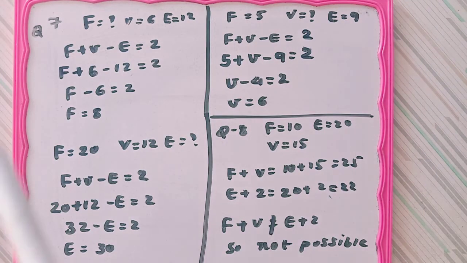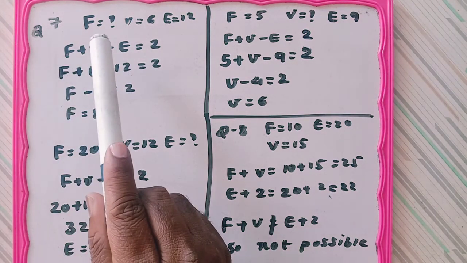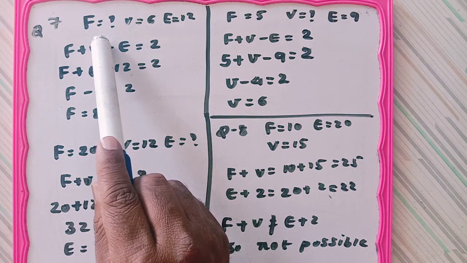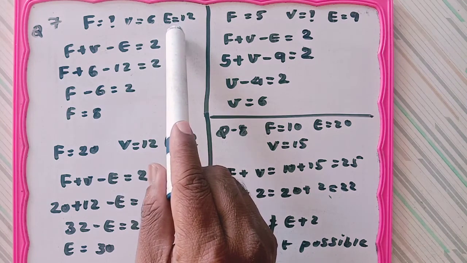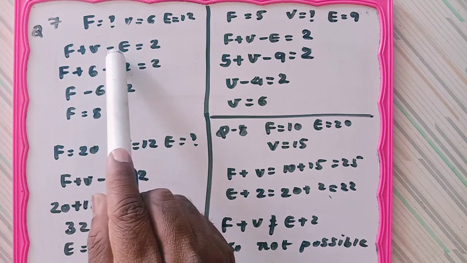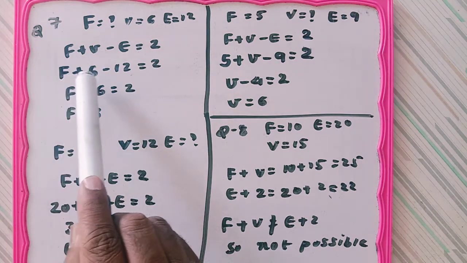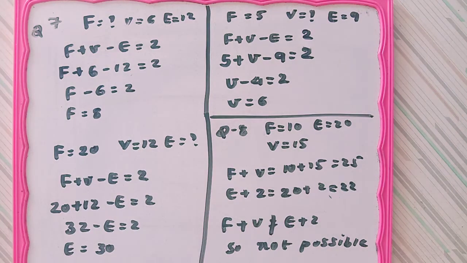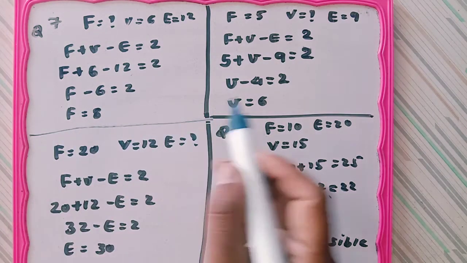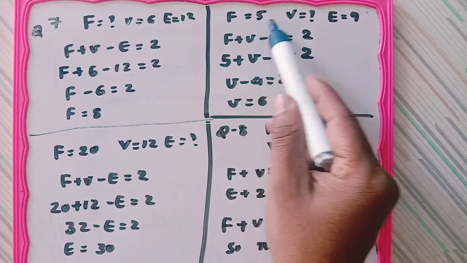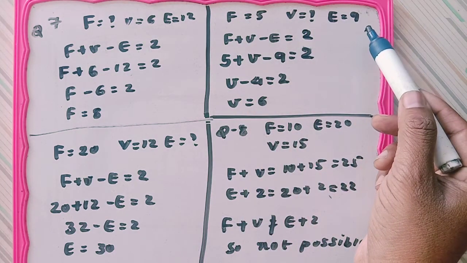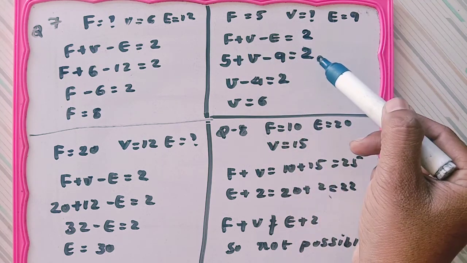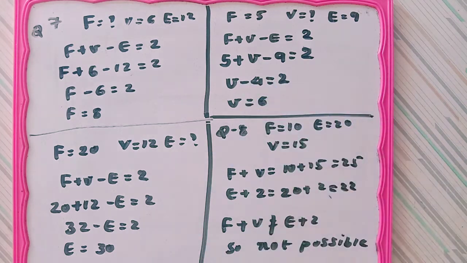Now question 7: using Euler's formula, find the unknown. In the first question, faces are not given, vertices are 6 and edges are 12. We know that F plus V minus E equals 2. Then F plus 6 minus 12 equals 2, so F minus 6 equals 2, so F equals 8. In the second question, F equals 5, vertices are not given, E equals 9. Again F plus V minus E equals 2, so 5 plus V minus 9 equals 2, so V minus 4 equals 2, so V equals 6.